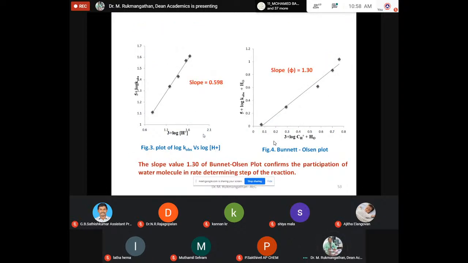The first graph has the log of H plus ion concentration on the x-axis and the log of K observed on the y-axis. We are getting a straight line whose slope is about 0.598. Since it is lesser than unity, since it is fractional, our reaction is fractional order dependence with respect to H plus ion concentration. Suppose if you are getting a slope of about 0.999 or so, the reaction may be a first order dependence. But in our case, it is fractional order dependence.